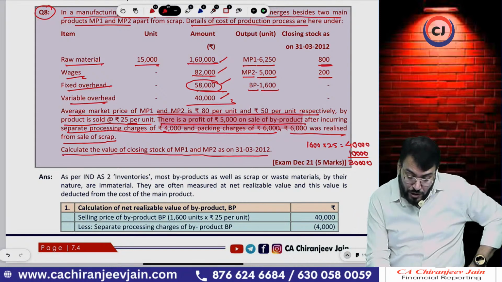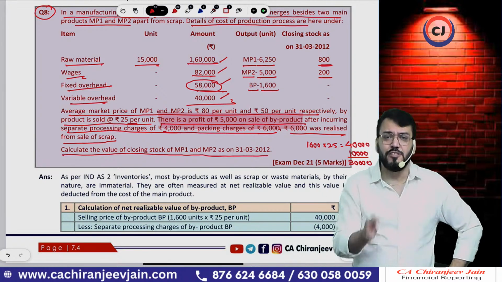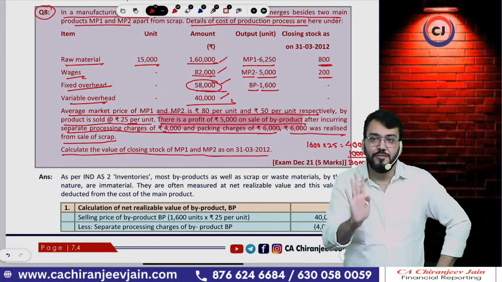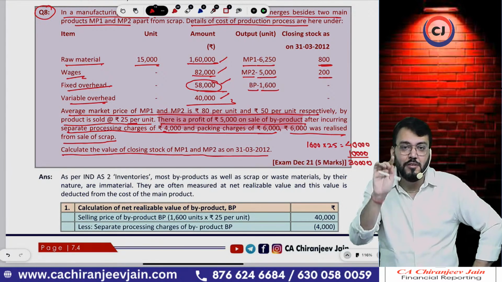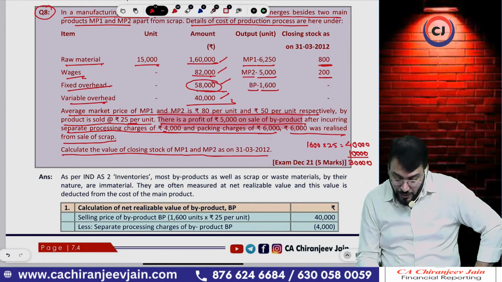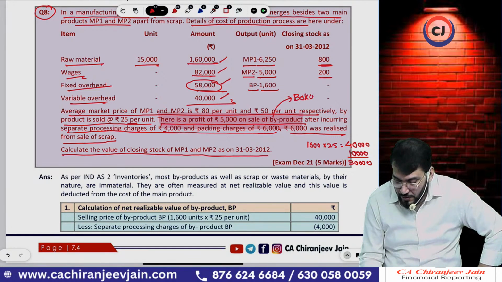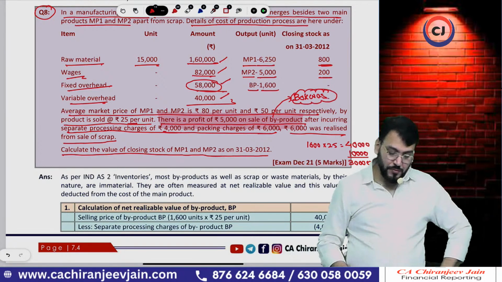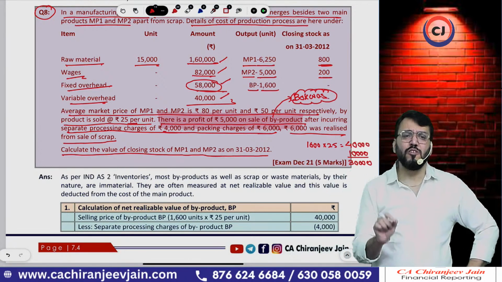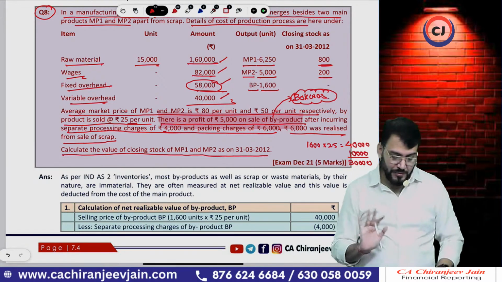Normally whatever information is given, we try to use it. And if you use it, your answer will be wrong. Then 5 marks will become 0 marks. Got this point? So just write down that this information is totally irrelevant. I hope you have understood why, because we don't require cost price, we require NRV.